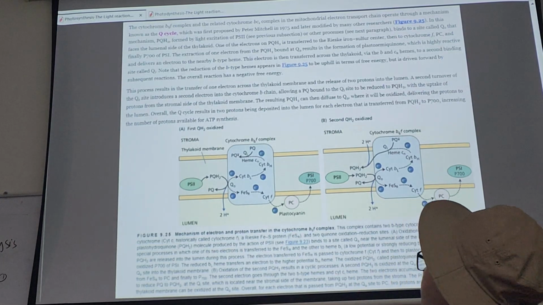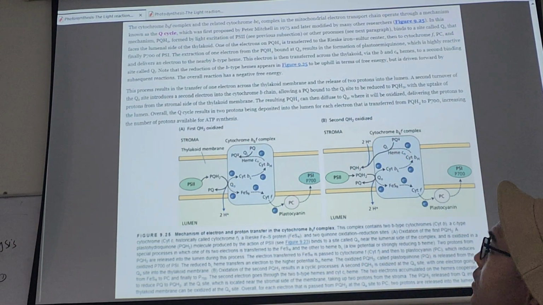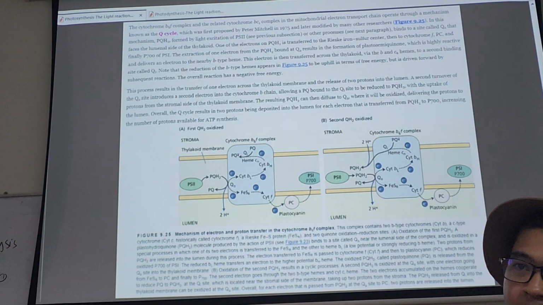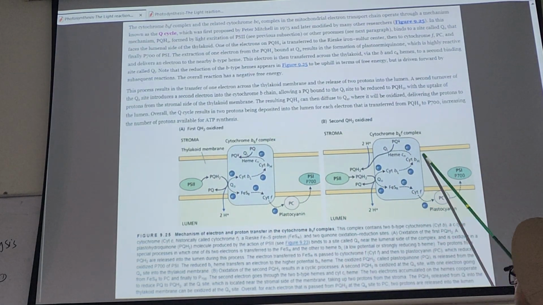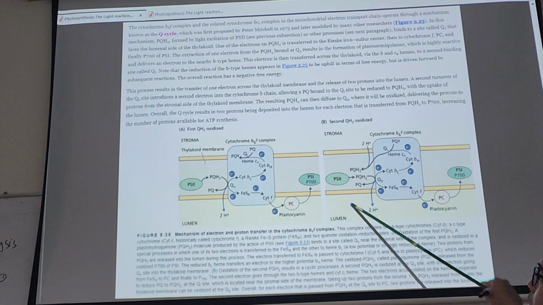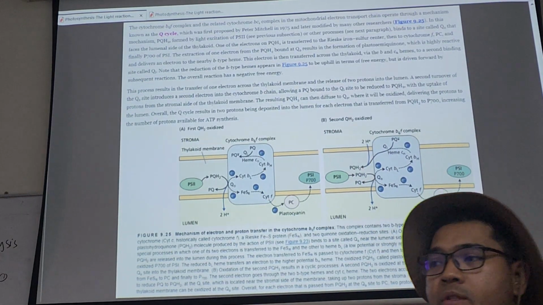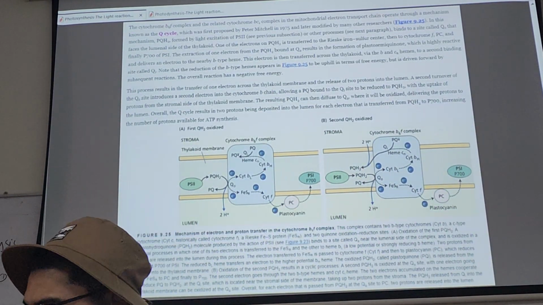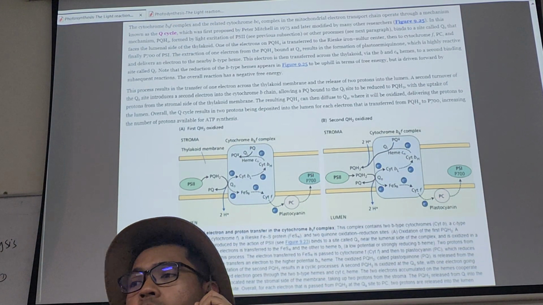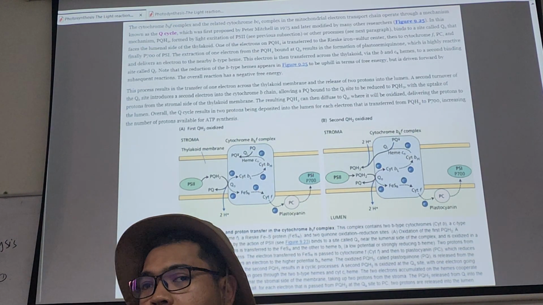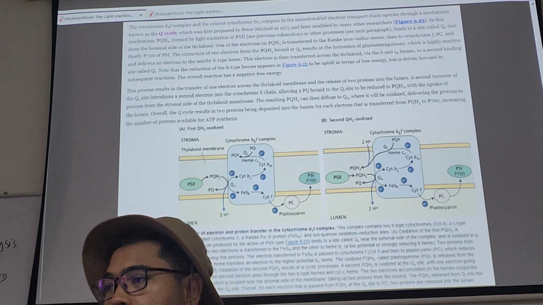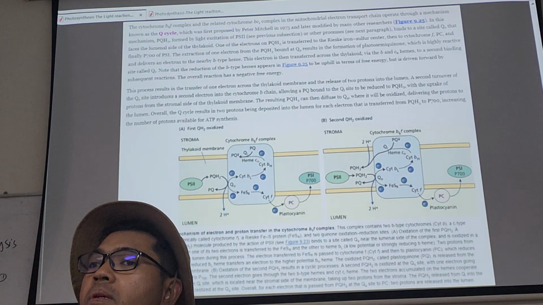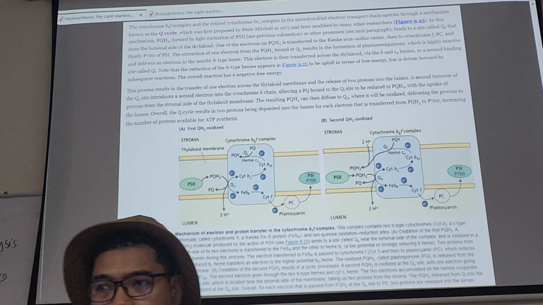Oh, by the way, all of this is called the Q cycle. All of this, you see? Go down, go up, go down back. This entire thing here is called the Q cycle, specially to describe electron movement within the cytochrome B6F complex. And what is cytochrome B6F? An integral protein.